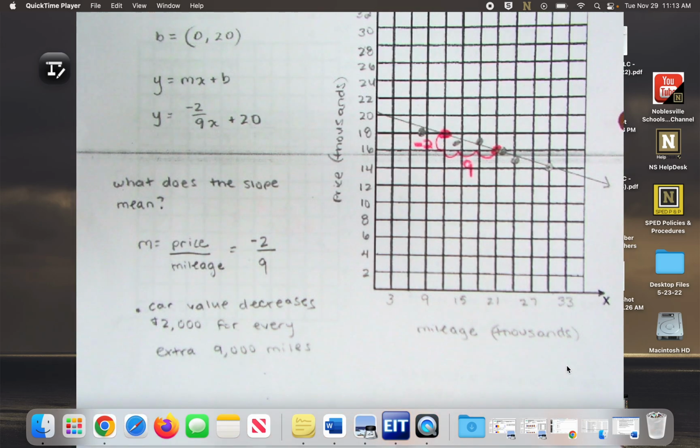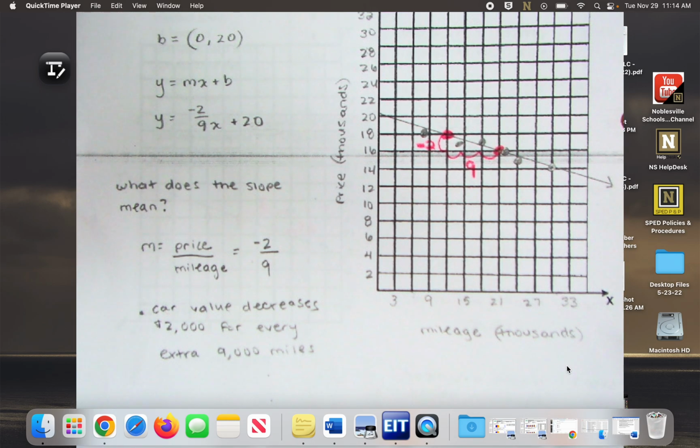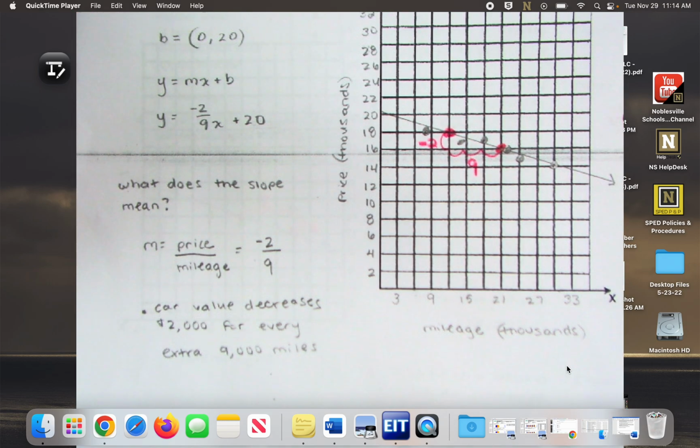So for those of you that think you're going to be in finance someday, this is kind of what they do. Now, they don't get out their rulers and their red pencils. They use calculators and complex technology programs to help them with these predictions. But this is what finance people do. They make predictions based on trends, okay?